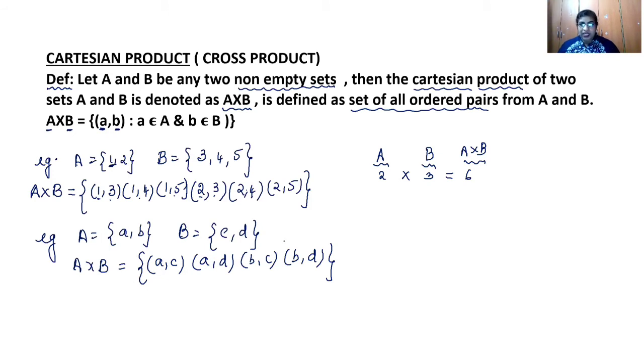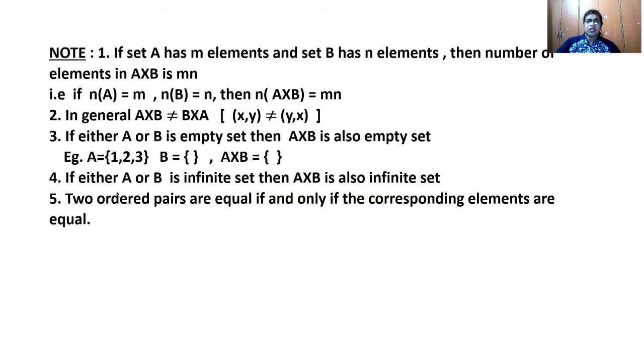Same way, now here in the second example, A has 2 elements, B also has 2 elements. So how many elements will be there in A cross B then? It is 2 into 2, which is equal to 4. I hope the idea is clear now. Yes? Okay. So let us take some notes which I have given here.